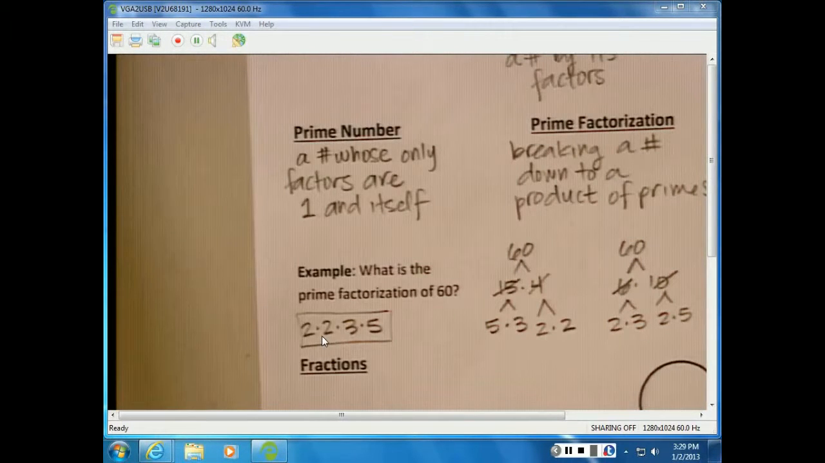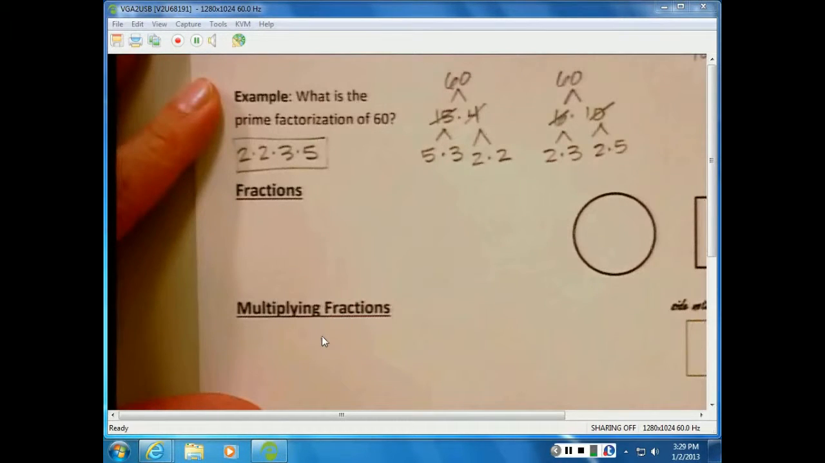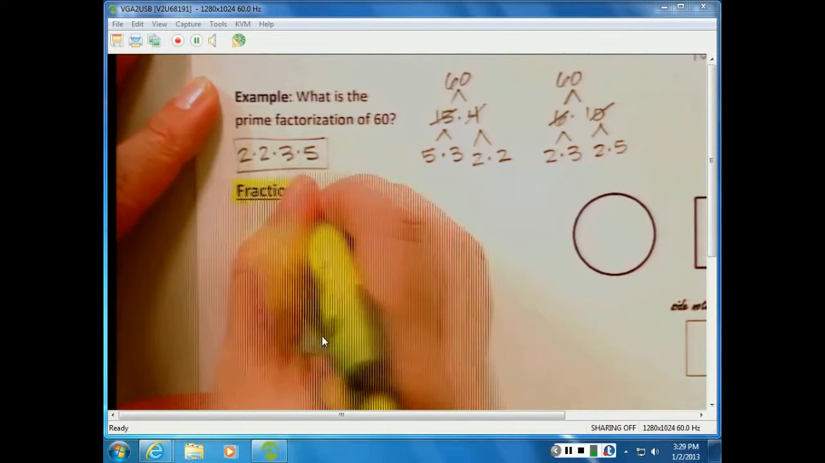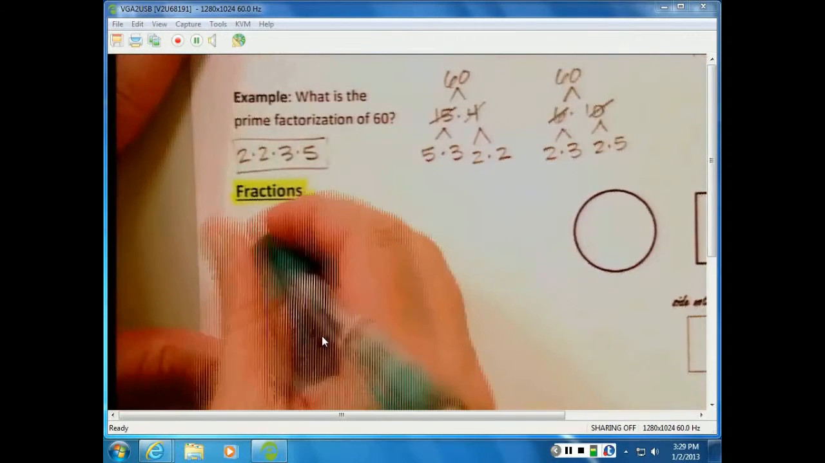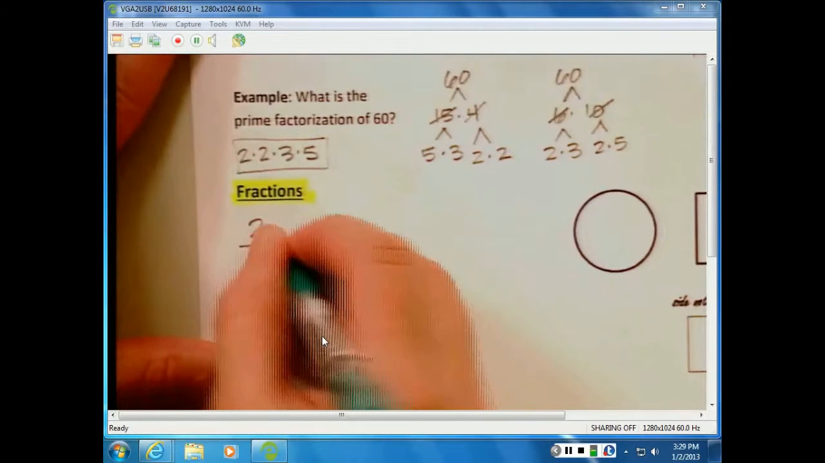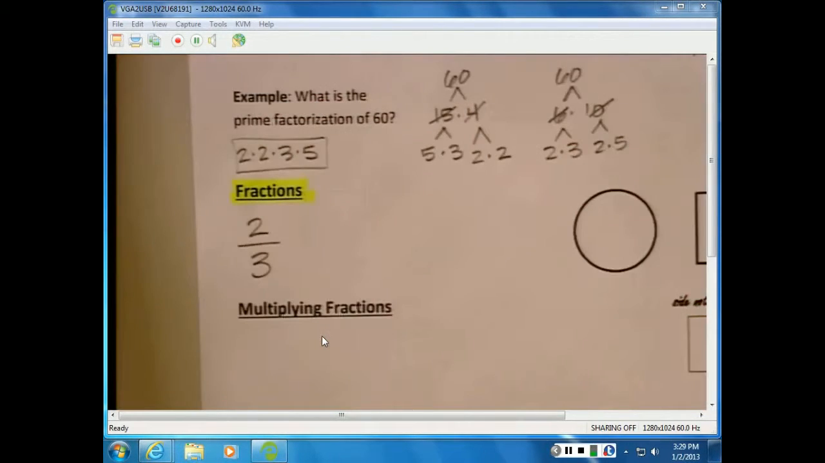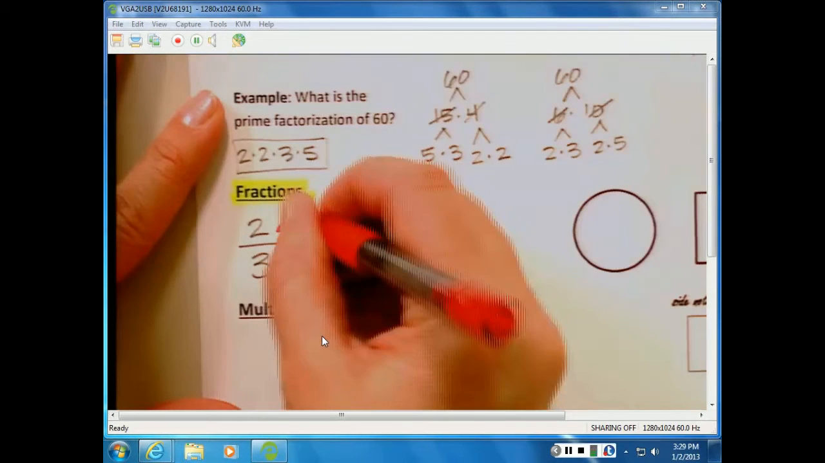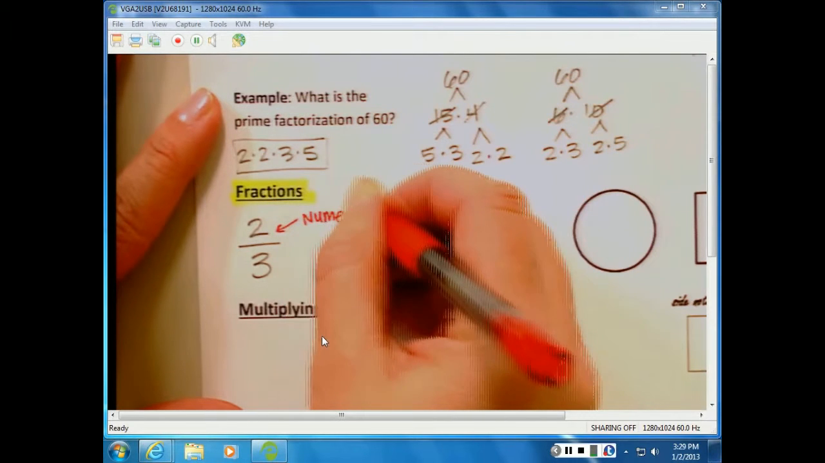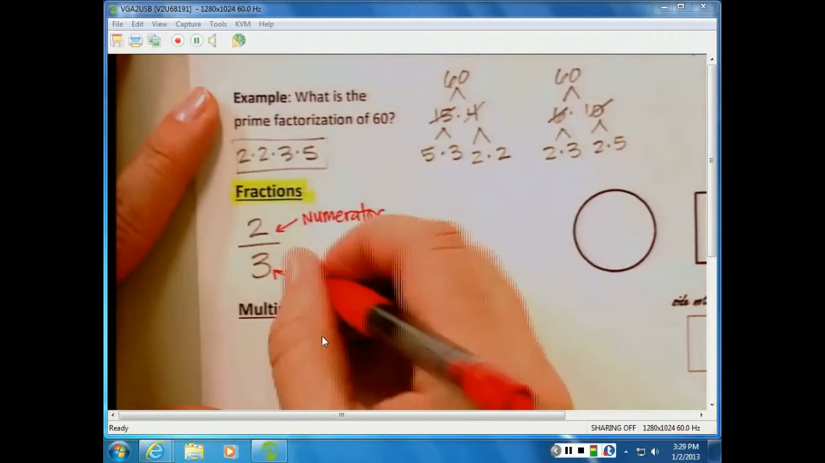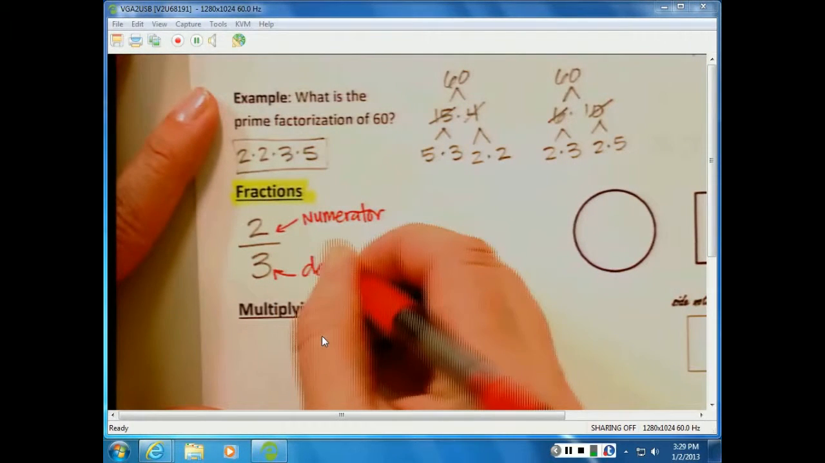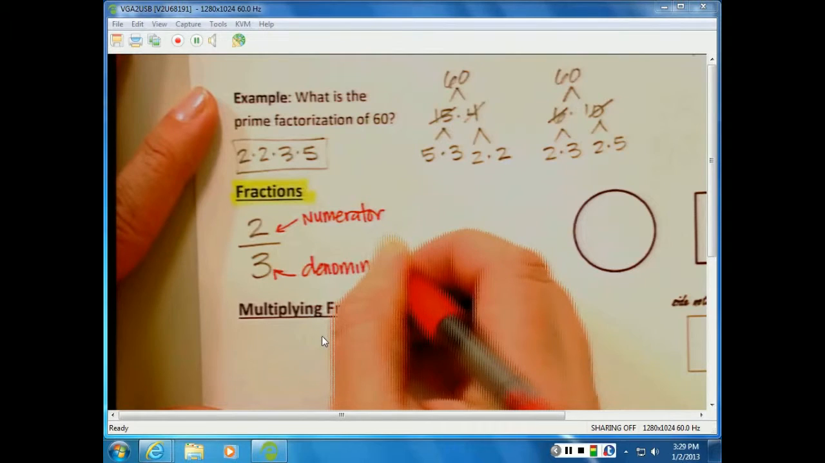Fractions. We've all seen fractions, we've all worked with fractions, we know what they are, but we're going to formalize this a little bit. Suppose I have the fraction 2/3. 2 is what we call the numerator. Three is what we would call the denominator.